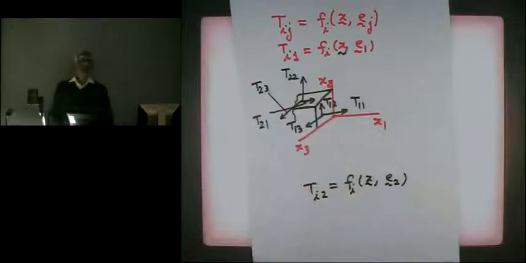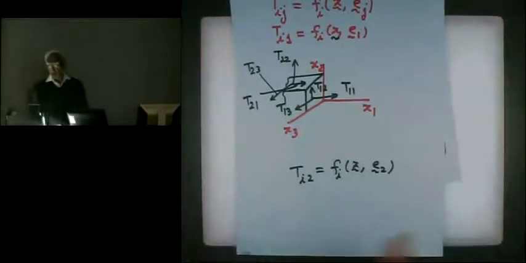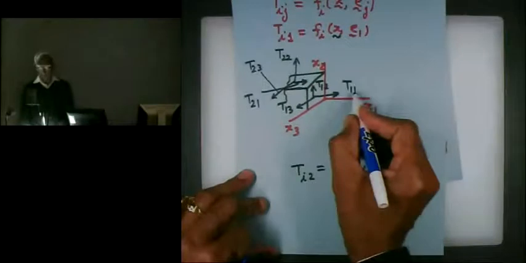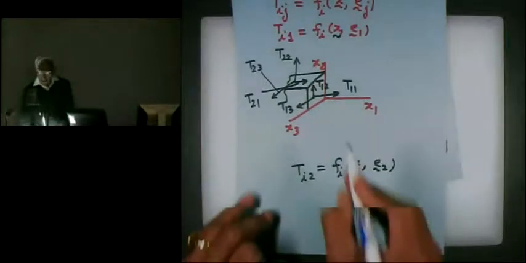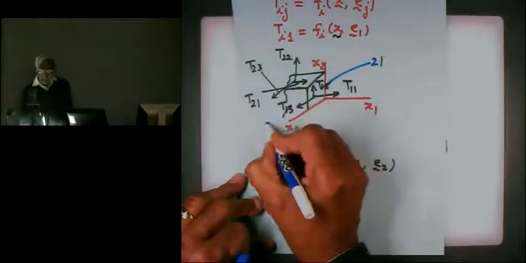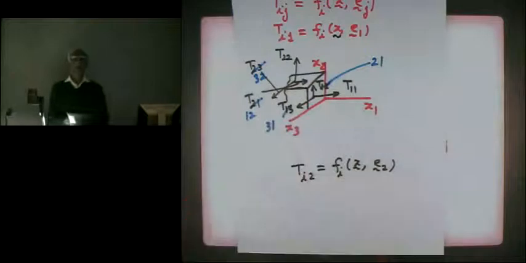Yes? I have a question about the order of the indices on T. When you define T_i1, shouldn't all of them on that plane have the second index? I goofed. It's my mistake. You are right. It's good you caught it. The second index should be 1. So this should have been T21, T31, and this should be T32, T12. Sorry.